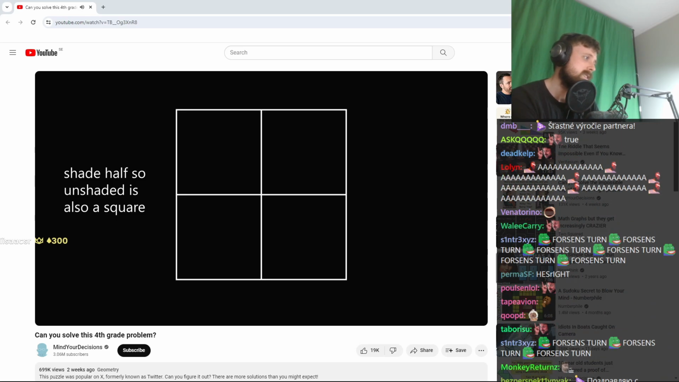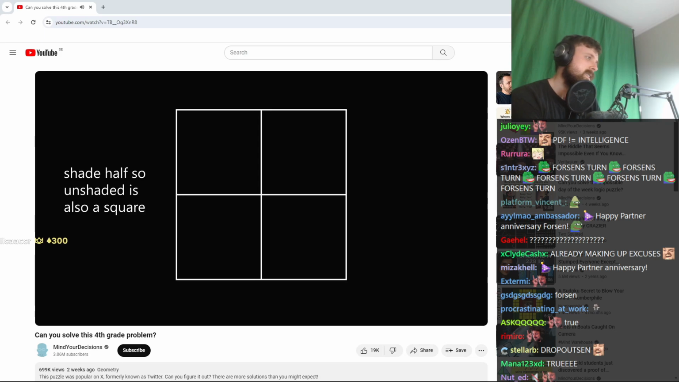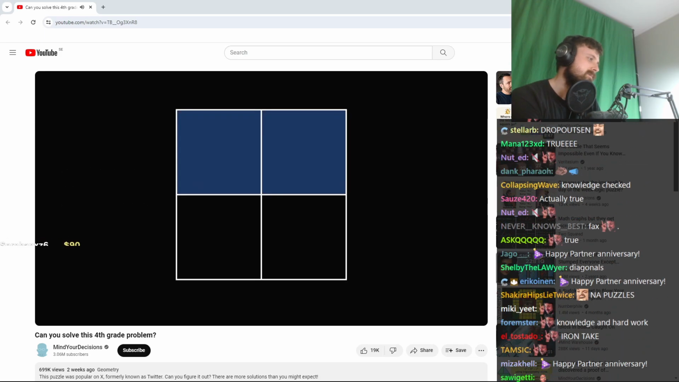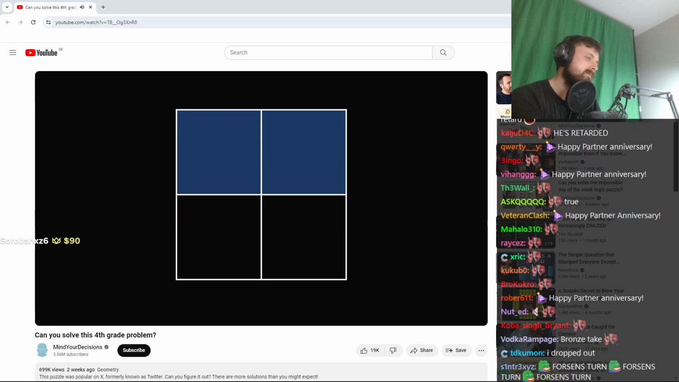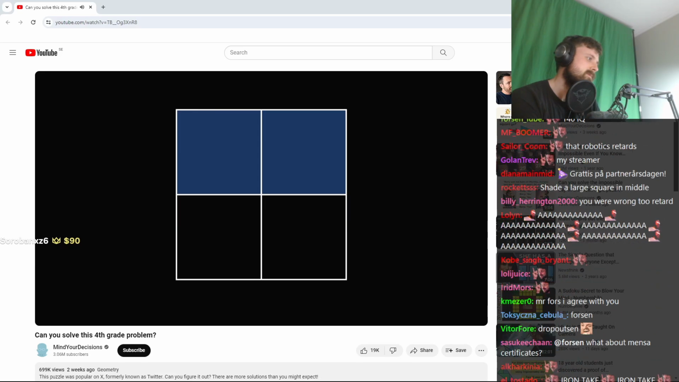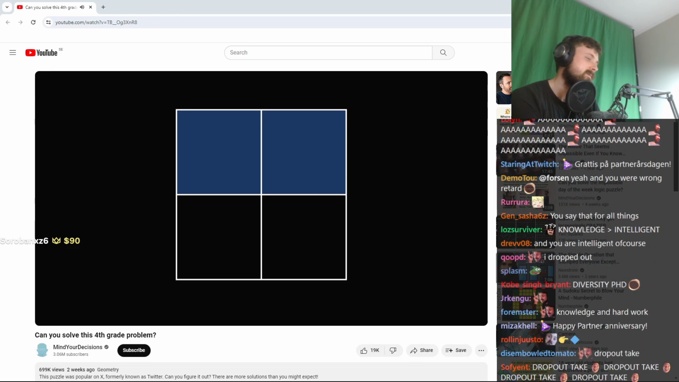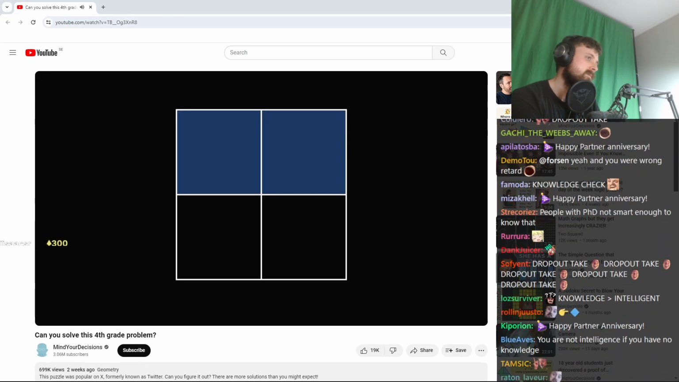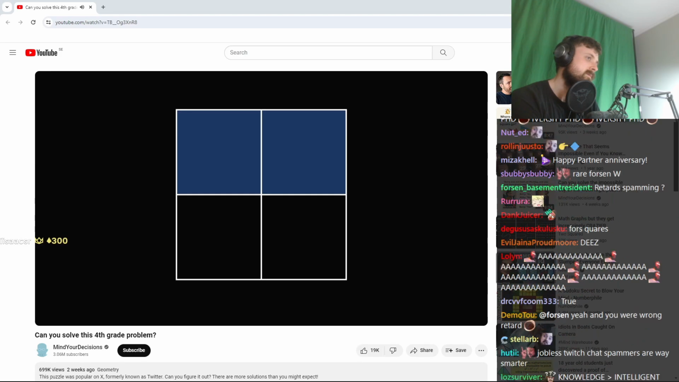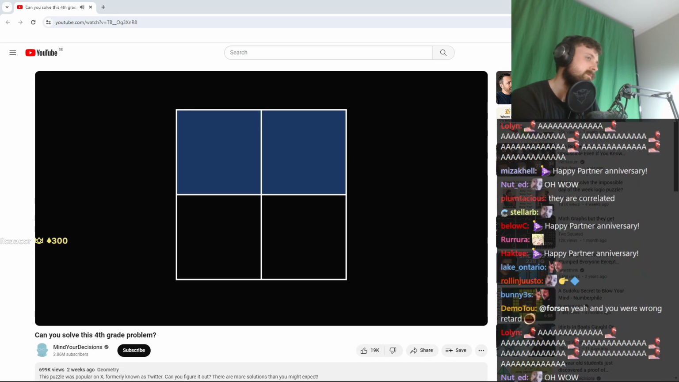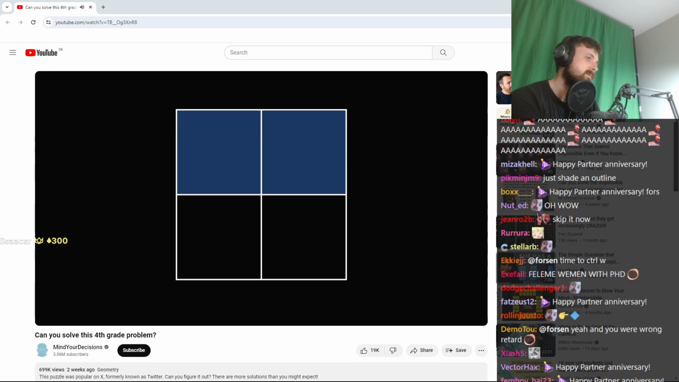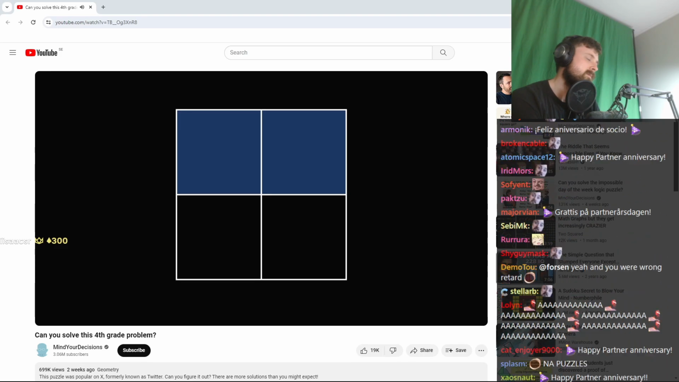Now, at first, this puzzle seems impossible. Shading half would suggest that you shade 2 of the 4 squares. So if you were to shade these 2 squares, then the remaining portion would be 2 squares that are unshaded, and this forms a rectangle. Now we have 4 squares, and we want to shade 2 of them, so there are 6 different ways we can do this. Here's one of the ways.